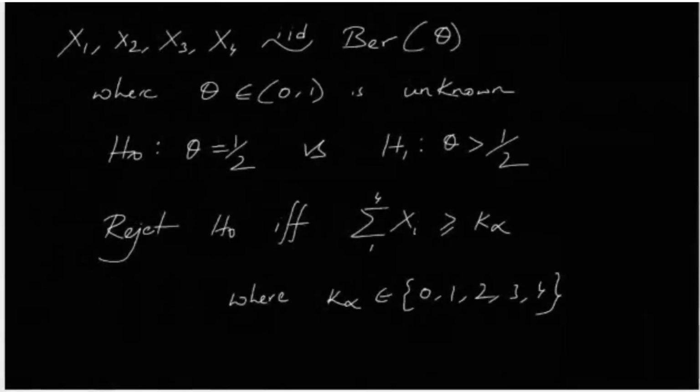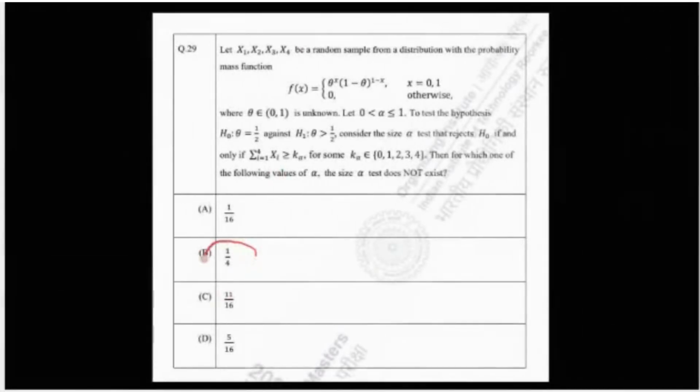That means the value which is not possible is 1 by 4. That means option B is our answer. For this value of alpha, the size alpha test does not exist.